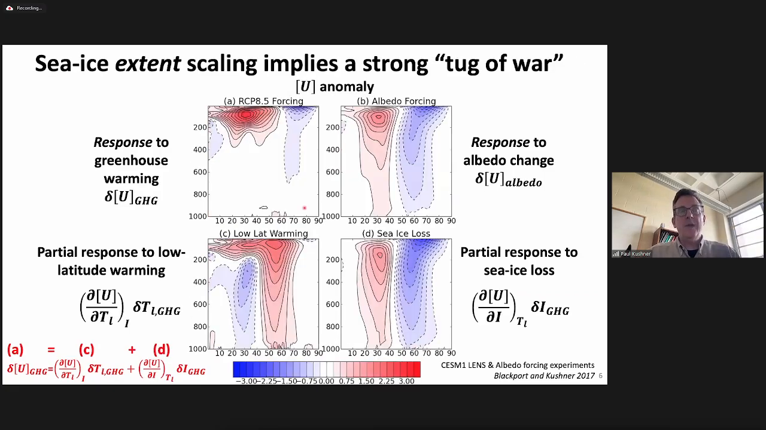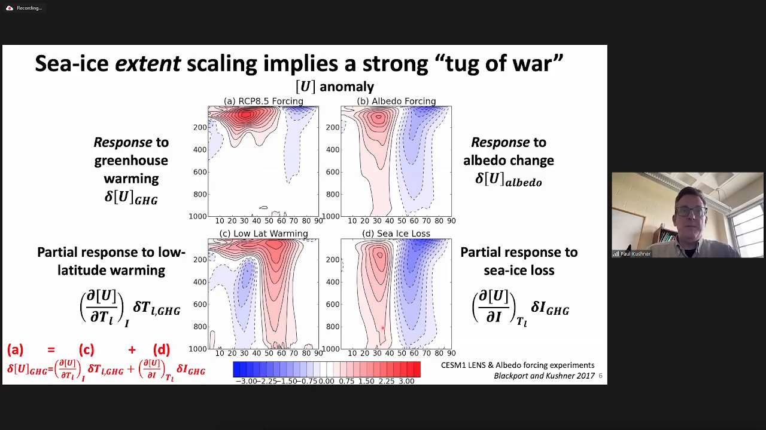When we do this to the zonal winds, what we see in these experiments is that when we look at the greenhouse forcing response to CO2 increases, there's very little change in the zonal mean zonal winds in this particular set of simulations. And this is kind of common. But when we impose sea ice loss by changing albedo, we see a pretty strong equatorward intensification of the winds. And our decomposition using the same scaling parameters as before shows a strong tug of war: to low latitude warming, we infer a strong poleward shift of the jet, and to sea ice loss, we infer a strong equatorward shift of the jet. So this scaling really suggests that there's a strong tug of war.